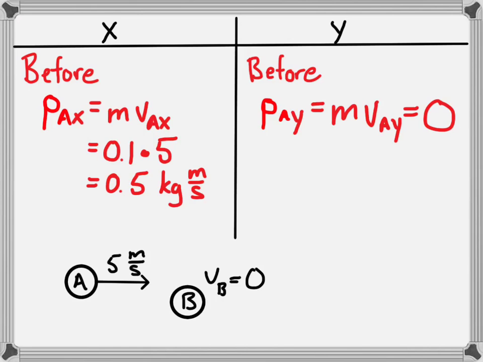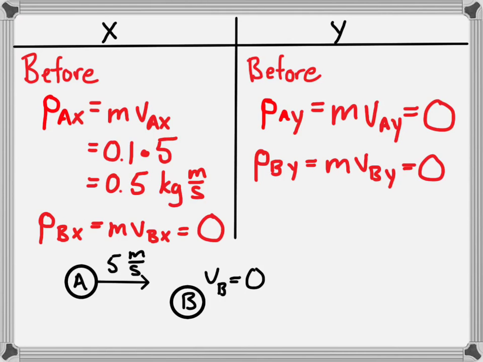You can do the same thing for puck A in the y direction, but it has no momentum in the y direction, so we know that its momentum before the collision was 0 in the y direction. And then for puck B, it was really trivial. The momentum of that puck in the x direction is 0, and the momentum of that puck in the y direction is also 0. Okay, so I've figured out the momentum in the x direction before the collision and the momentum in the y direction before the collision. So I've taken care of everything before the collision.